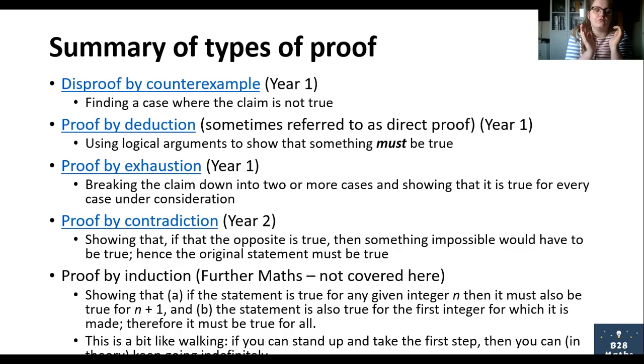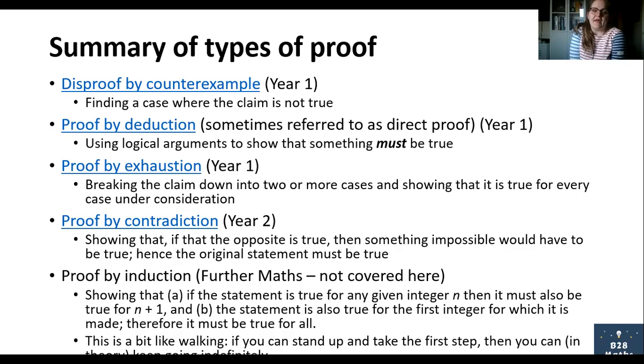Today, we're also going to recap that. We're going to look at disproof by counterexample. This is where we find where the claim is not true, so we actually disprove the claim. You can get given a conjecture, and you need to say, actually, no, this isn't true because X, Y, and Z, these don't match.